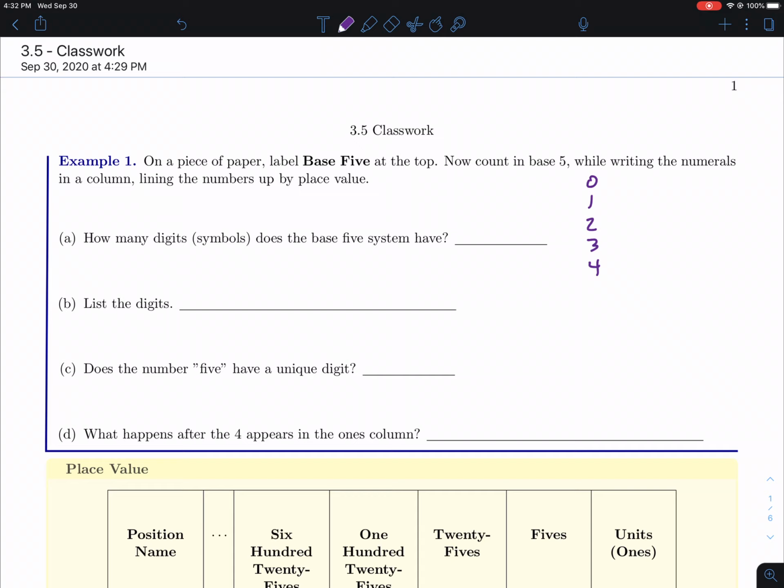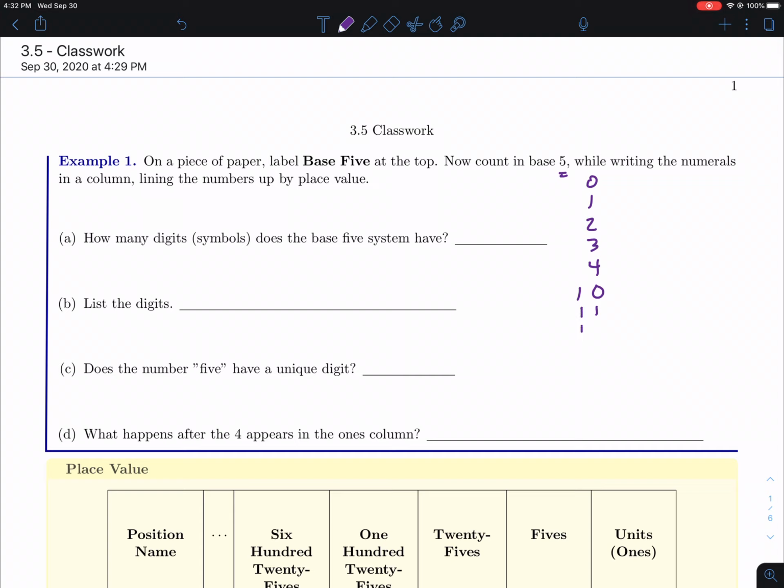And then just like when we did base 10, once we got up to 9, we had to start over. We put a 0 in the ones position, and then we moved a 1 over in the next column. That's what base 5 is going to do for us now. We can't have the number 5 in there. So once we get to 4, we're going to put a 0 there and then add a 1 in the next position. And then do the same thing.